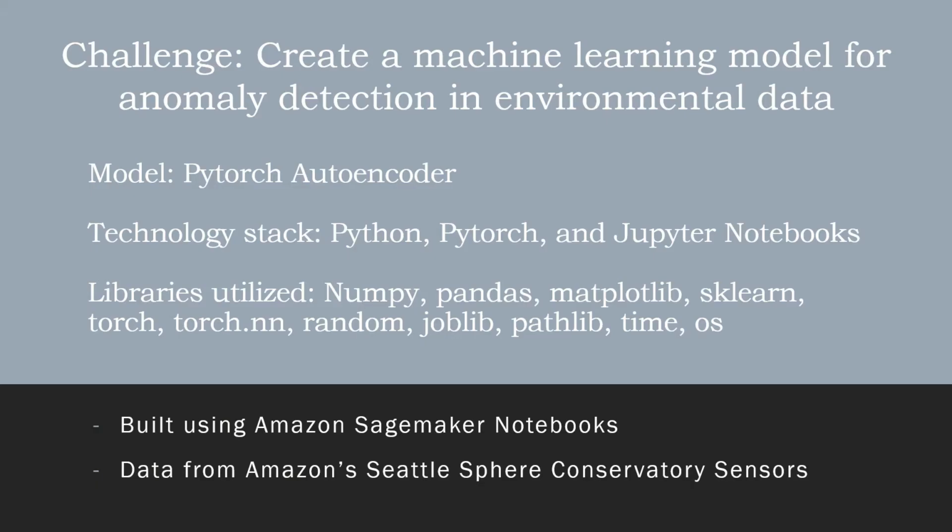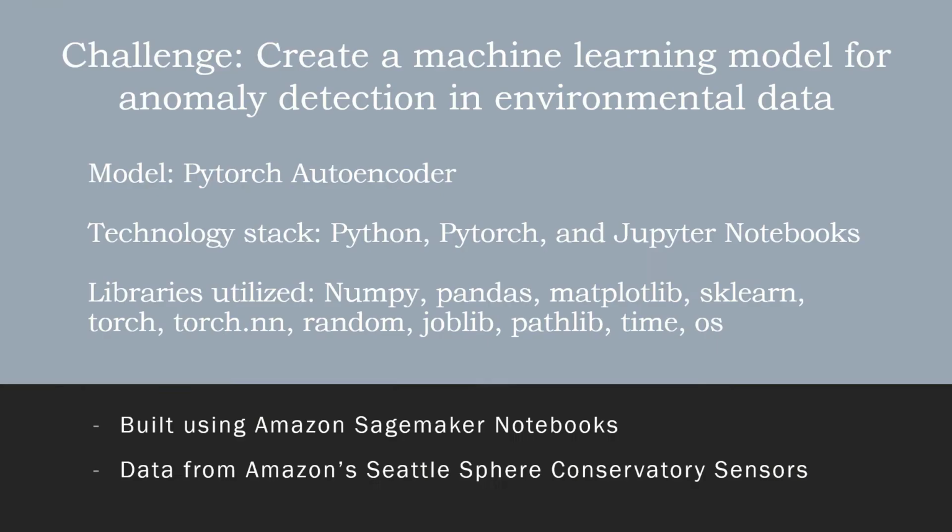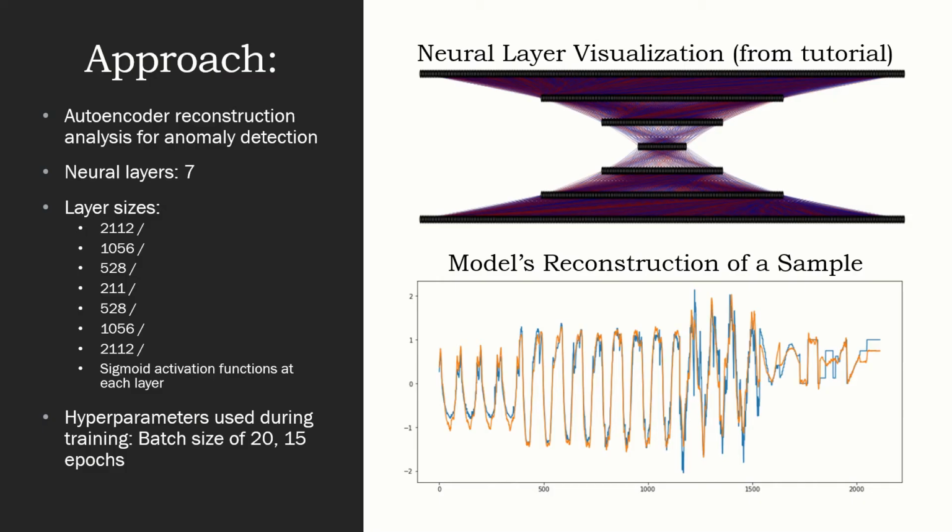To address this hackathon's challenge of detecting anomalies in data from Amazon Seattle spheres, I chose to stick with the autoencoder approach for my machine learning model. To create the model, I used Python and PyTorch alongside several other utility libraries, all on a Jupyter notebook in a SageMaker P3 instance.